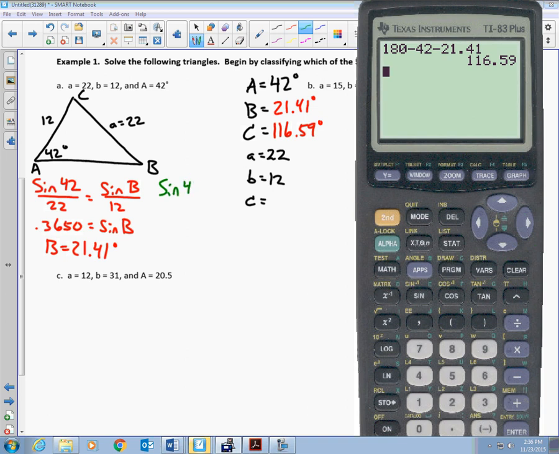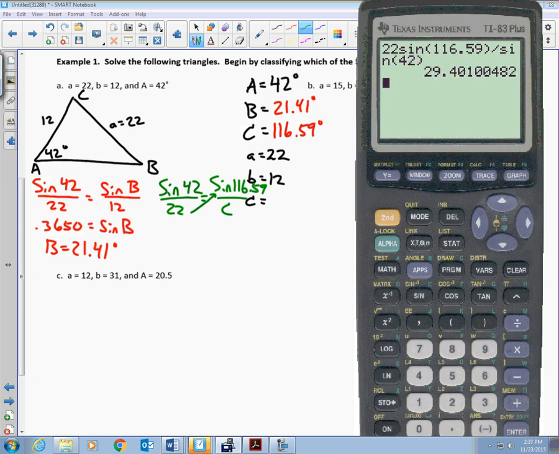Sine of 42 over 22 equals the sine of 116.59 over C. And so what I end up doing is I'll cross multiply here and I'll end up dividing by the sine of 42. Have you guys gotten good with that? You should be doing that on your calculator right now. If you're not, come see me so we can figure it out together. This is kind of the shorter way that people are starting to do it. And then we'll end up dividing by the sine of 42. And you can see that we get 29.40.